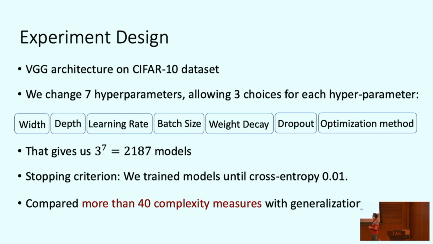So let me just give you the high-level design of the experiment. We looked at VGG architectures on the CIFAR dataset, and what we did is that we changed 7 different hyperparameters, which are width, depth, learning rate, batch size, weight decay, dropout, and optimization method. And for each of them, we had 3 different choices. So that gives us 3 to the 7 different models, roughly 2,000 models. And we chose these hyperparameters such that all these models train properly, and almost all of them converge to cross entropy 0.01. And then we just compare different complexity measures to see which one would actually predict generalization better.